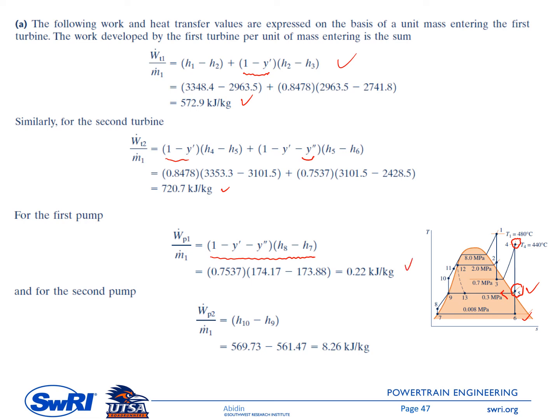For the second pump, I believe on the second pump, all the fluid amount should be included there. Therefore, we have m dot times directly here h10 minus h9. So we don't have any y parameter in the second pump. And then plug in all the numbers, we have the power required by the second pump is 8.26 kilojoule per kilogram.